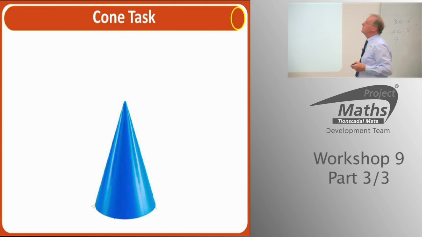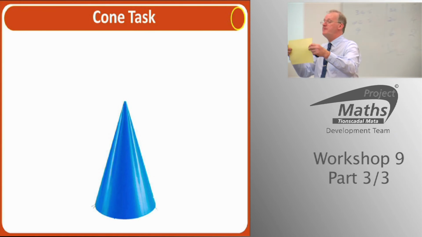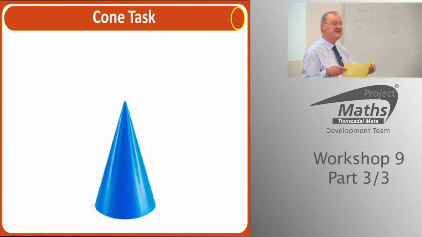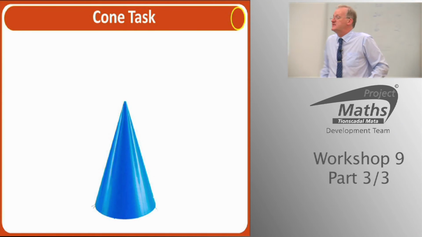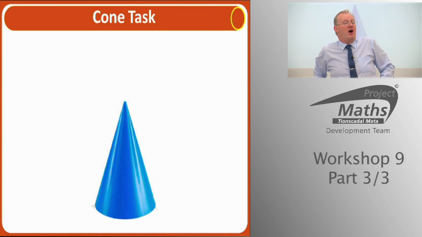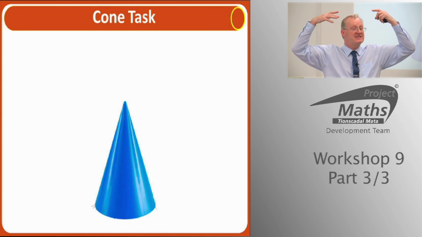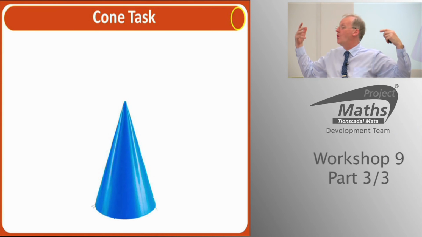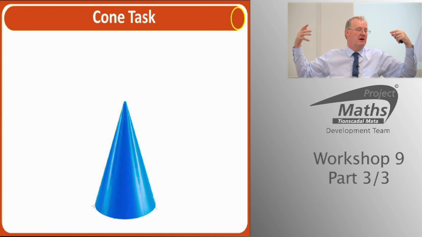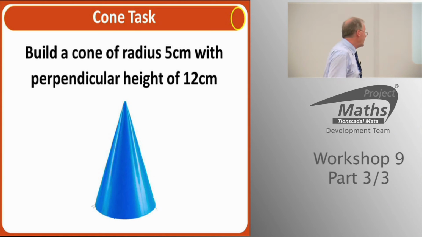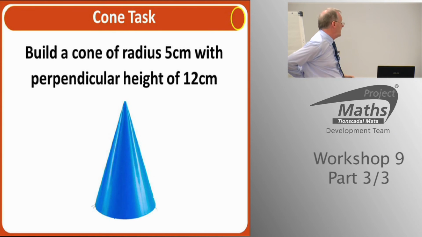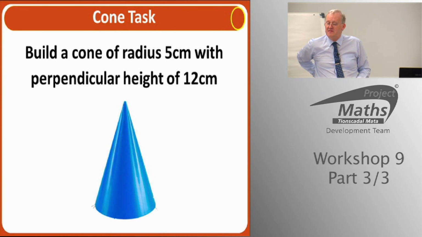What I want you to do for me, in your packs, there's a sheet of coloured paper. You have scissors, you have rulers, you have compasses. I want you to draw a party hat in the shape of a cone that has a radius of 5 and a perpendicular height of 12.